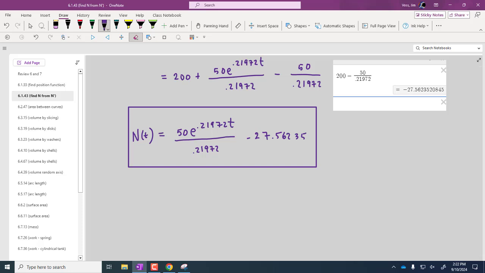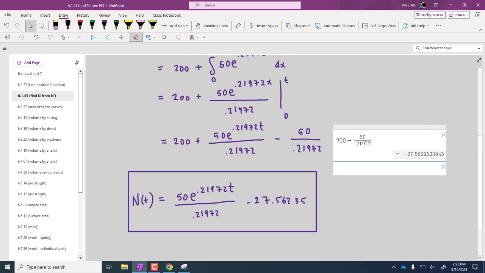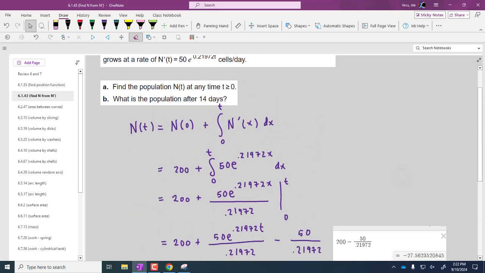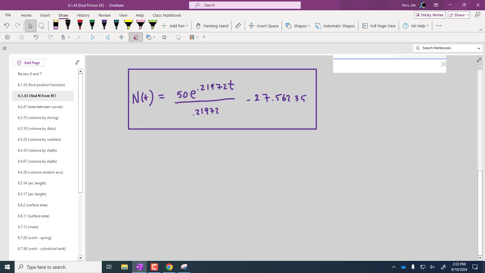And then it says, what's the population 14 days later? So what do we do to get that? Plug in 14. So then we're just going to replace all of the t's, well, the only t, with 14. Type it into your calculator, round it to 5 decimal places if that's what the instructions say. It'll tell you what to round to. And that's it. Plug that into your calculator, and that 14 is going to go right in there for t.